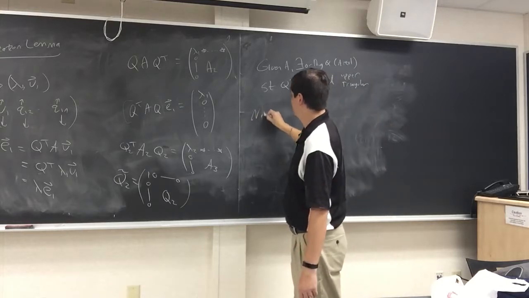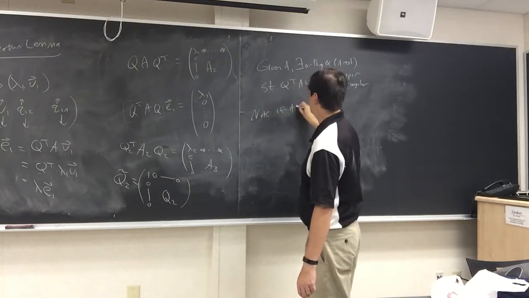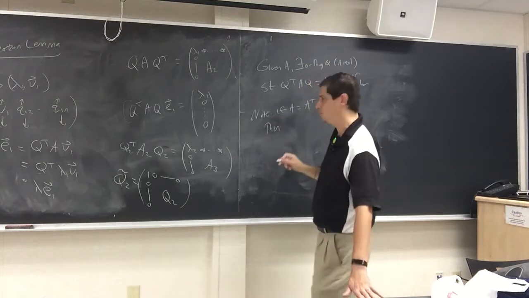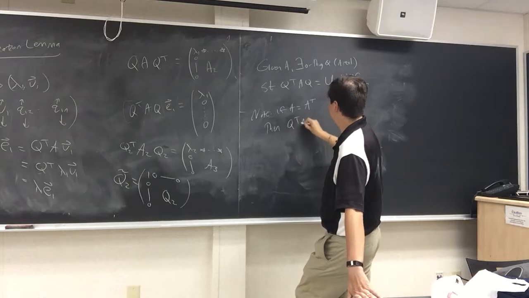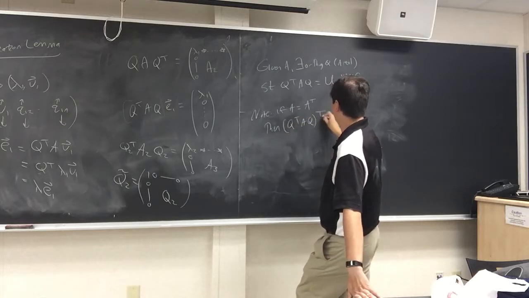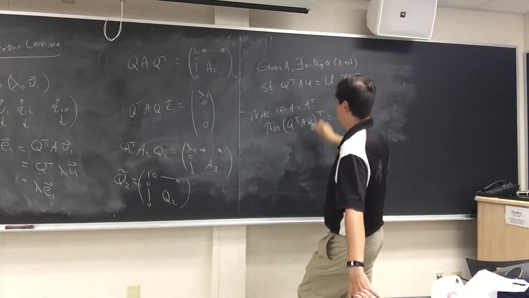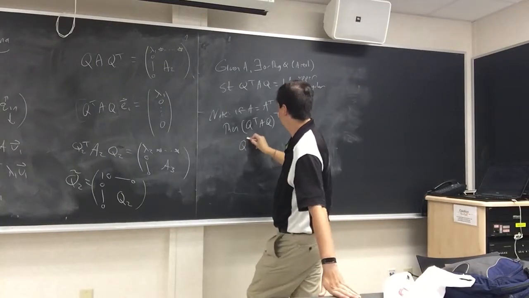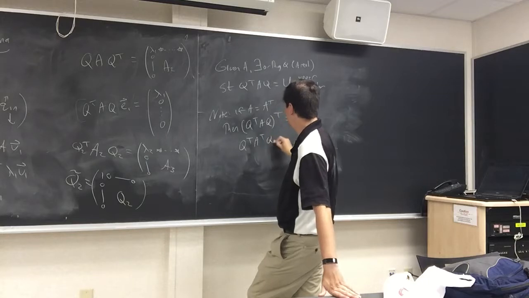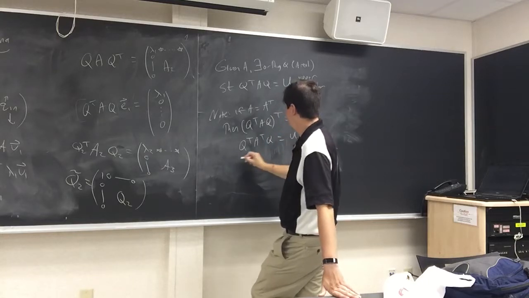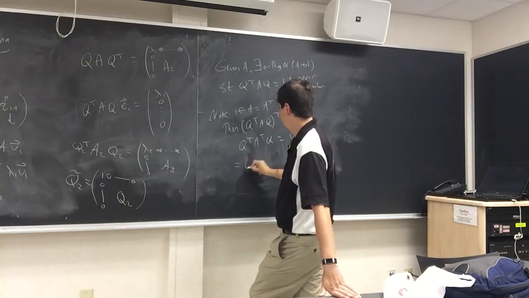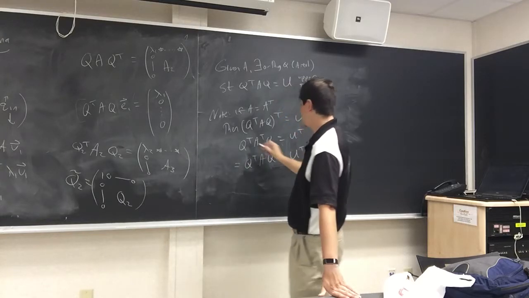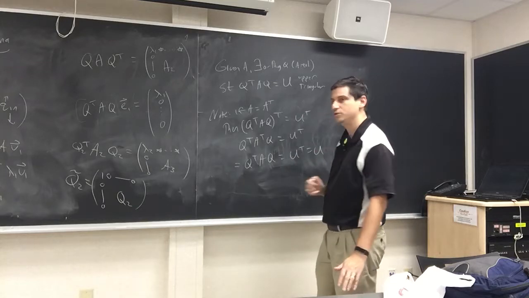Now, note, if A is real symmetric, then if we take the transpose, the transpose of Q transpose A Q is U transpose. When you take the transpose of a product, you just do things in reverse. You get Q transpose A transpose Q is U transpose. Well, this is just Q transpose A Q, which is U transpose. But that's the original matrix, so you get U equals U transpose.